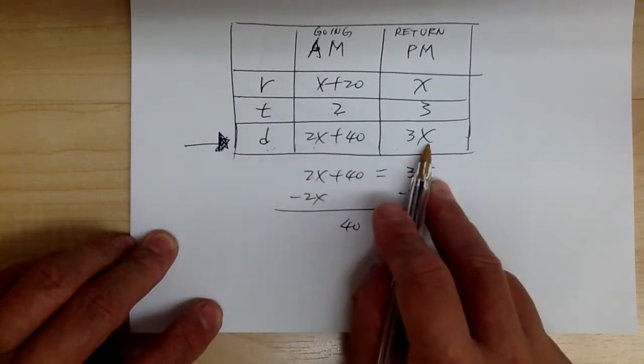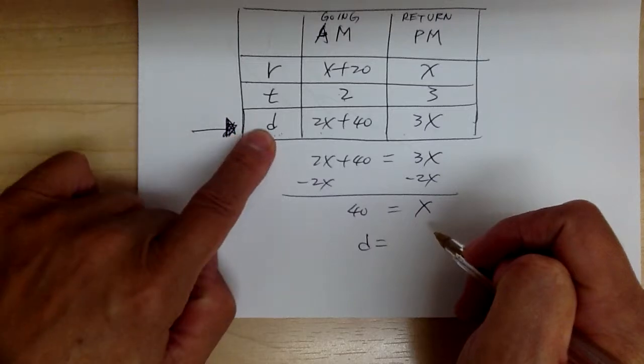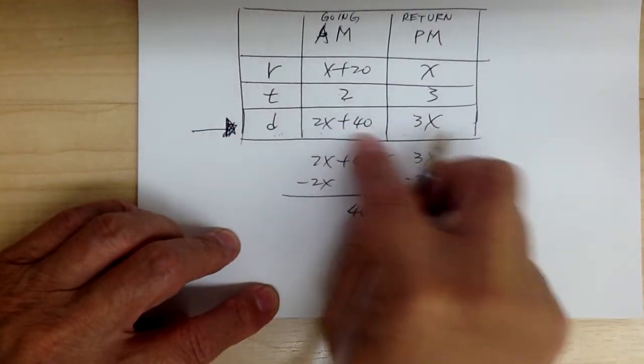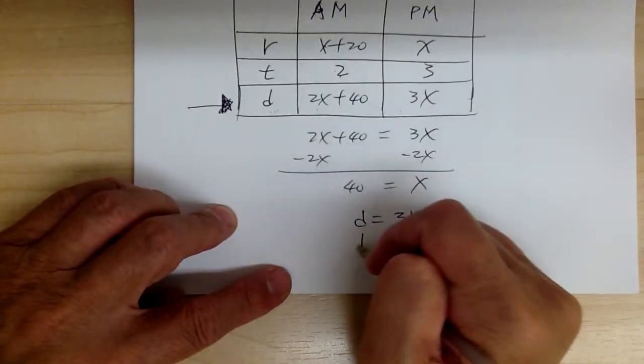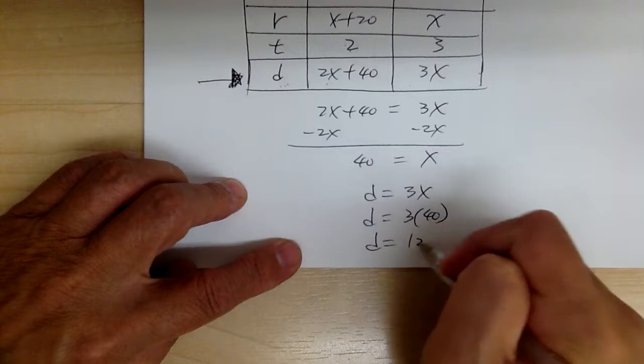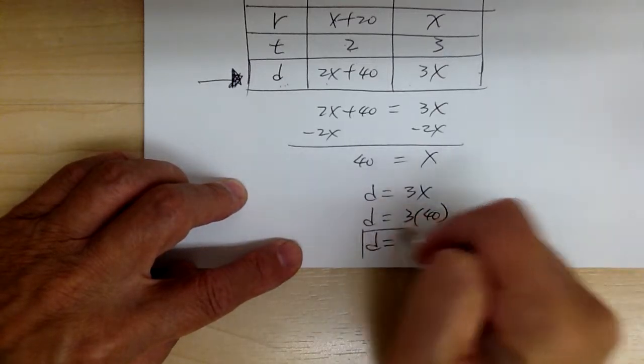So you can use this or you can use that. This is probably a little bit easier. So the distance d equals 3x, right? Again, you can use either one, but this is probably a little bit quicker. So d equals 3 times 40. So d equals 120, and the distance would be miles. And that would be your answer.